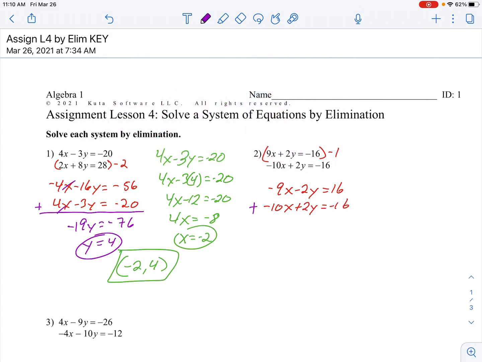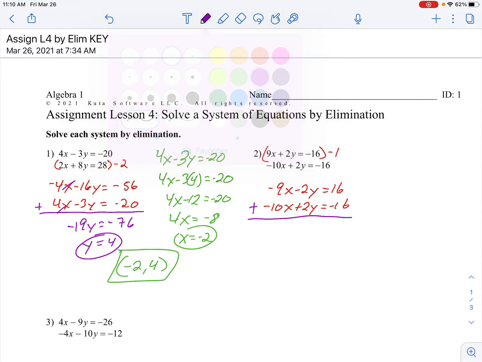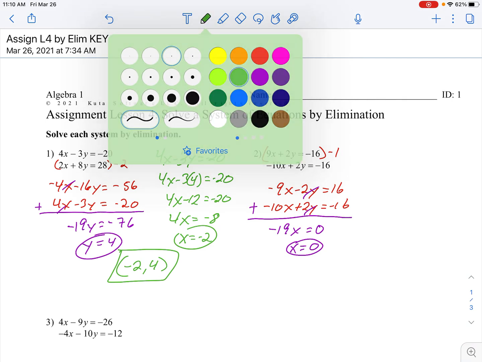And now, with that new system I have here, I can add the two equations together, and those y's will eliminate. On the x's, I get negative 19x. The y's, because it's negative 2 and positive 2, eliminate. And 16 minus 6 is 0. Divide by negative 19, and 0 divided by anything is still 0.